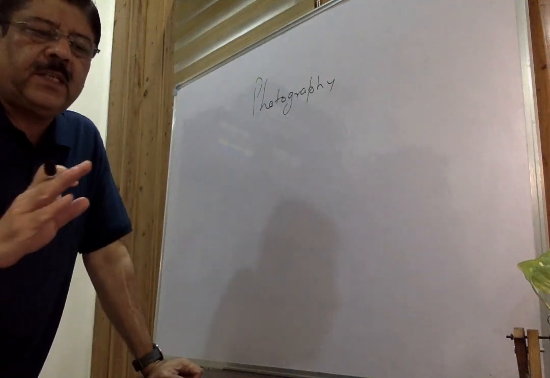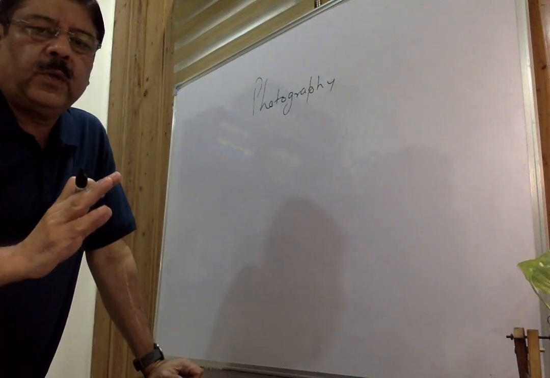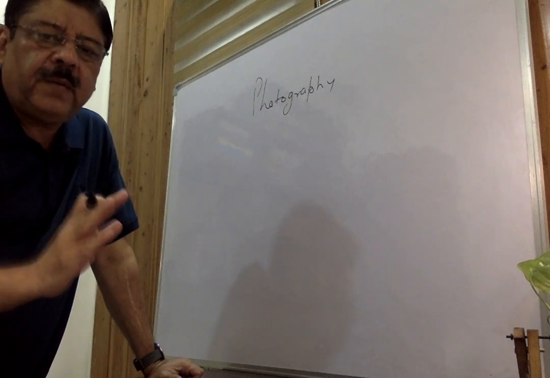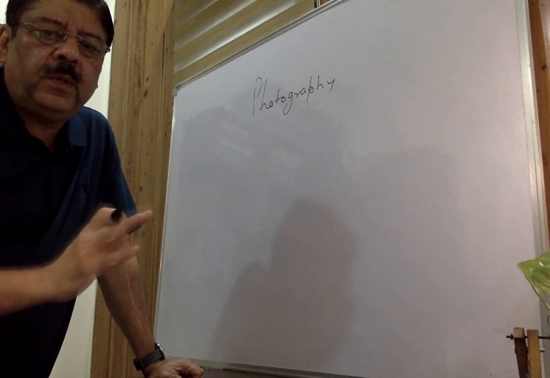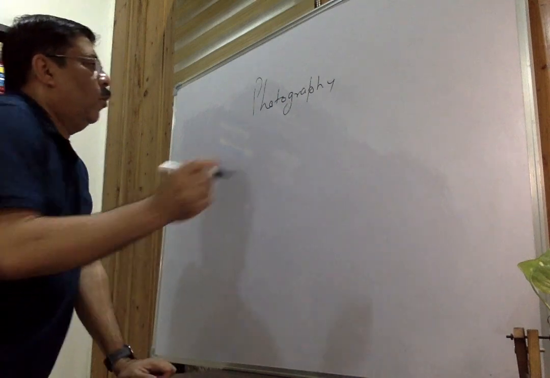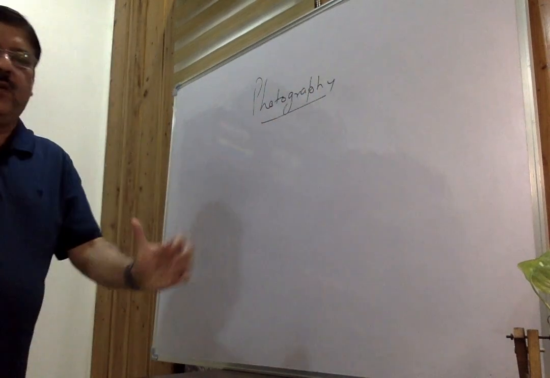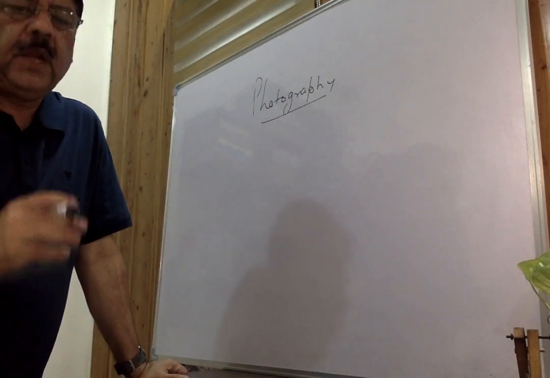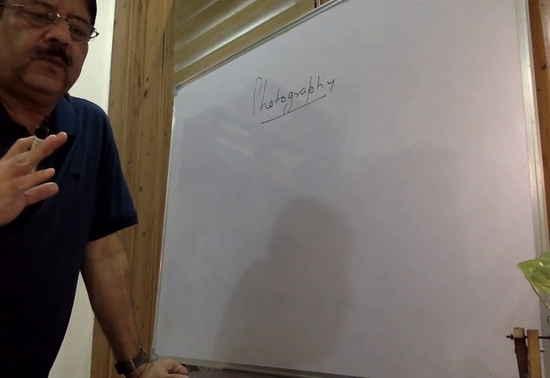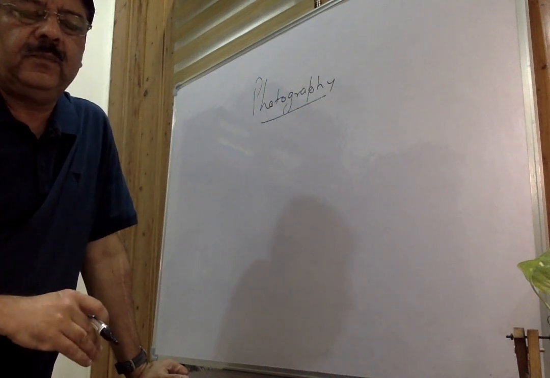First, tell me. You can see the board already, and you can read what is written there. Yes, it is a whiteboard. What is written is photography. What is photography? What is seeing actually? How we see things.